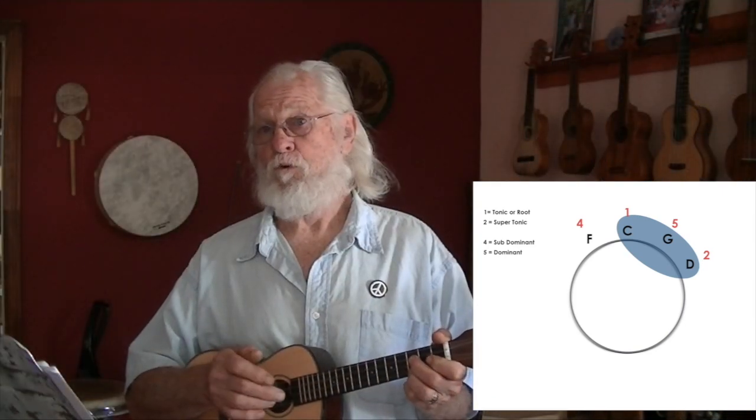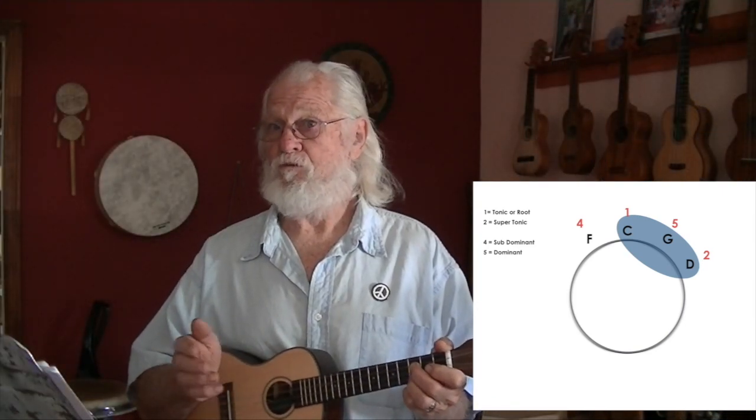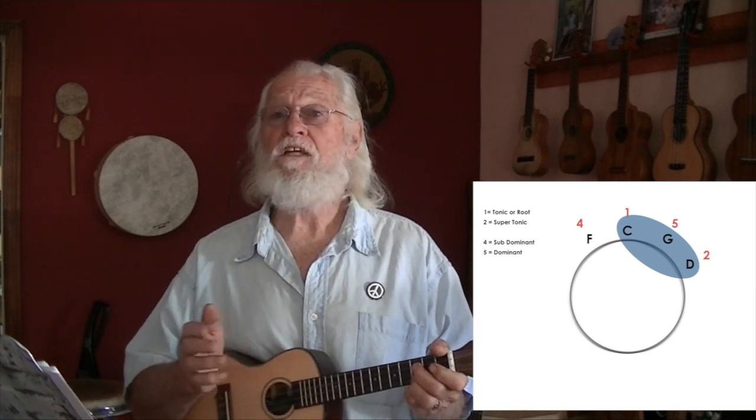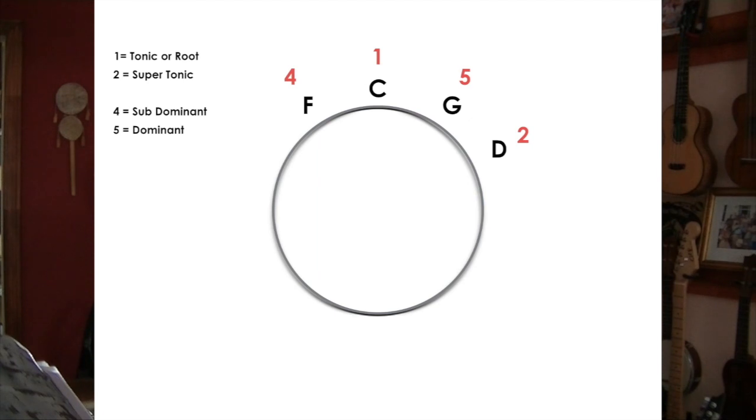Now the question is, what comes in front of the 2, 5, 1? To answer that question, we need to know what the 5th is of D, at least in the key of C. What's the 5 of D? Well, D, E, F, G, A. So A is in front of D. So let's put that in there.